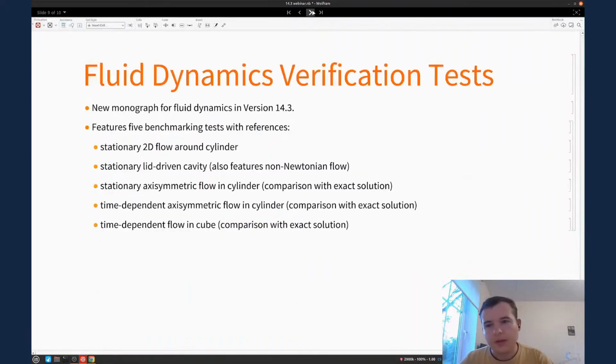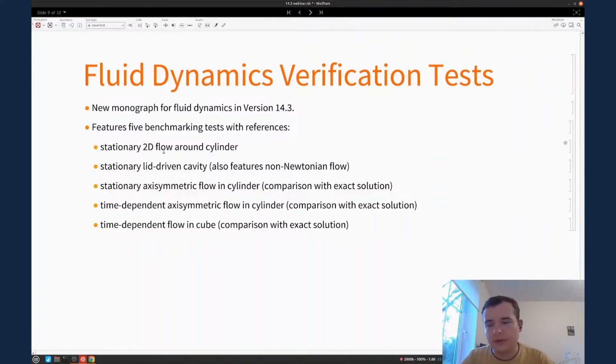Another new thing we have for fluid dynamics in the newest version of the Wolfram language is a new monograph, which is called the Fluid Dynamics Verification Tests. This monograph features 5 common benchmarking tests with references, which verify that our fluid dynamics framework produces correct and accurate results.